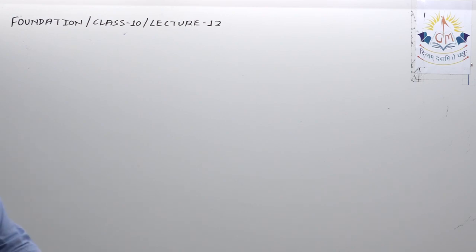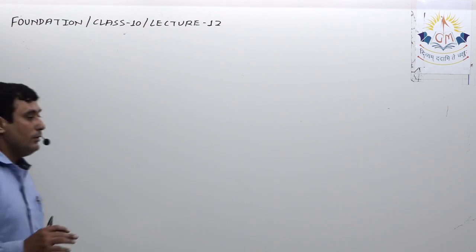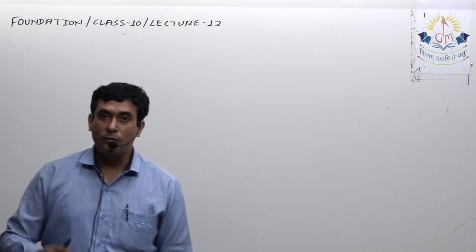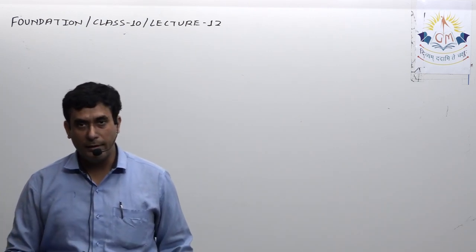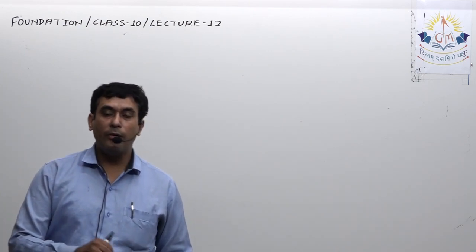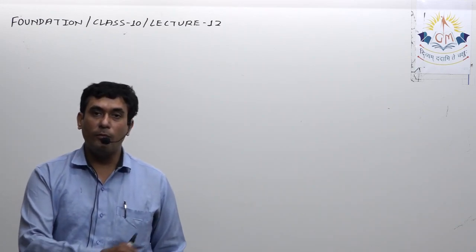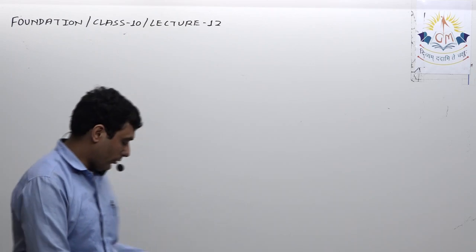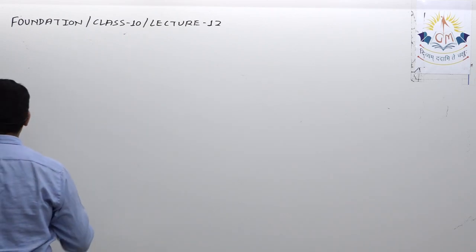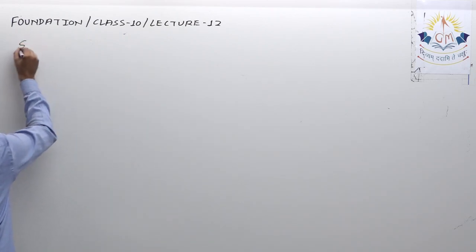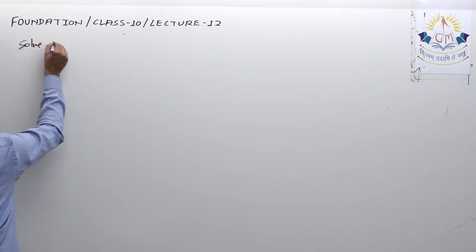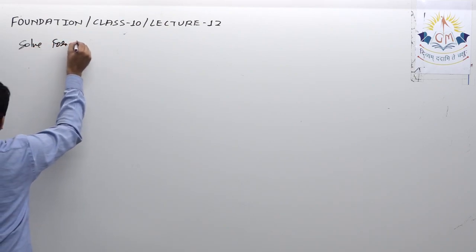Now in the next question we will see that you're given some equations. You won't find those equations are quadratic, but anyhow you have to convert those equations into the form of a quadratic equation, then you have to solve. So here is the very first question. Again the question is the same, that is, solve for x.